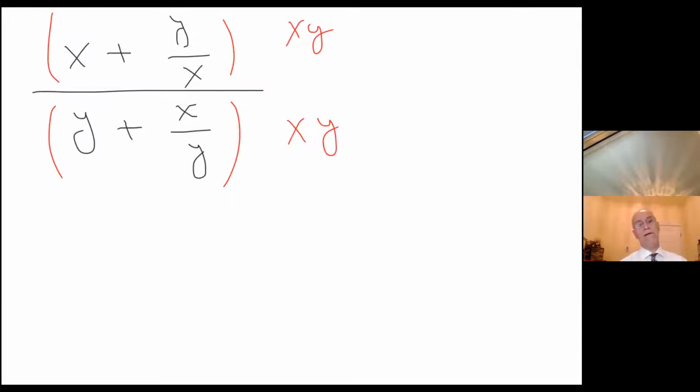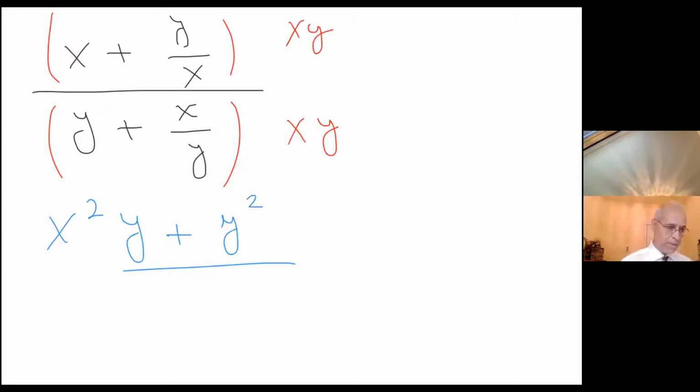And if I multiply this through, if I distribute this, x times xy gives me x to the second y, plus y over x times xy gives me y to the second, over xy to the second plus x to the second. And that's as far as I can go. So this one was a fairly simple example.